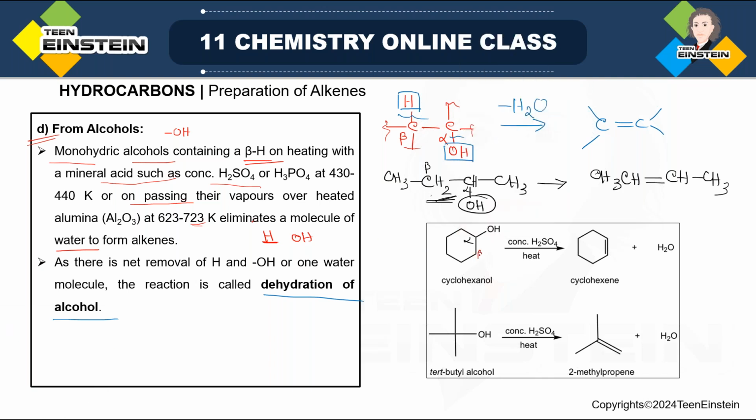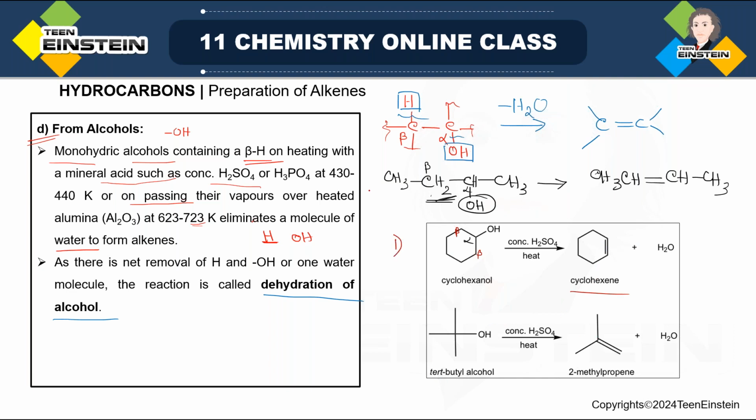Now though it is beta carbon, remember both are symmetrical, that is, the alcohol is symmetrical in nature. There is only one type of beta hydrogen, so you don't have to choose which beta hydrogen is to remove. You will just get one type of product. So in this case it is cycloalkene.